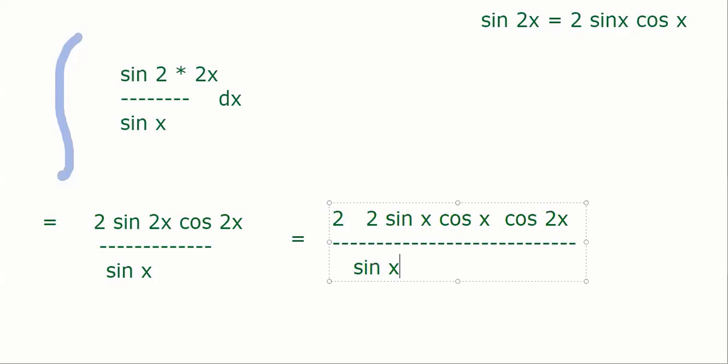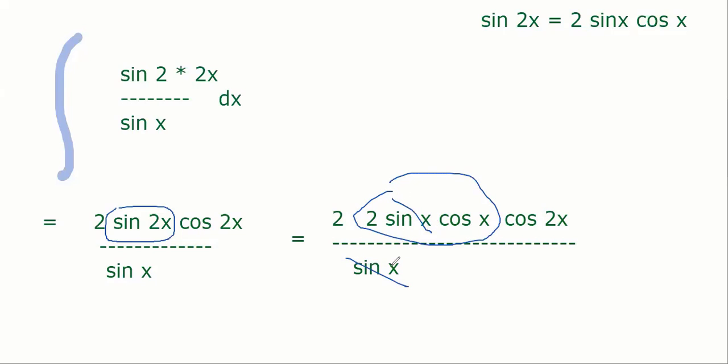So what did we do? Look carefully. In place of this sin 2x we wrote this. Now it is easy. Finally, we were doing all this so that we can remove the denominator. So what is left now? 2 into 2 is 4, sin x gone, cos x cos 2x. I believe everybody knows how to do it now, right or not?